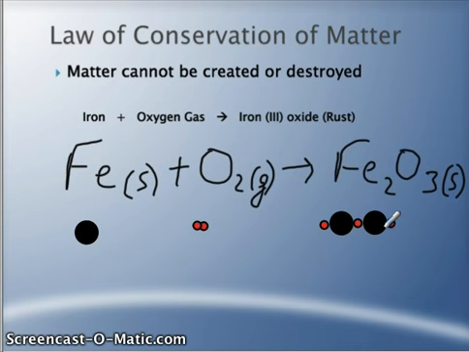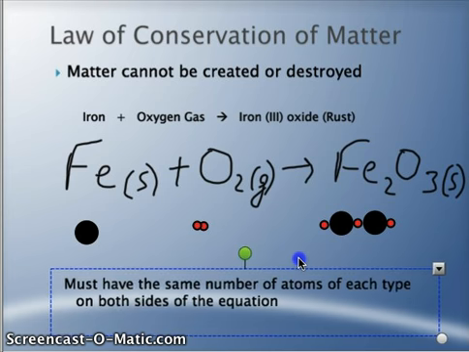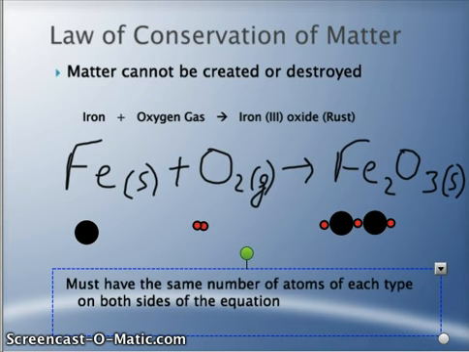Now if you look carefully, what we have is one atom of iron on the left side, but we have 2 atoms of iron on the right side. Here I have 2 atoms of oxygen and I have 3 atoms of oxygen. Now we can't do that if we're talking about matter cannot be created or destroyed. So what we can really say is that you must have the same number of atoms of each type on both sides of the equation. Otherwise, the equation is not balanced. Otherwise, you are not following the law of conservation of matter. So let's see what we can do to make that equation be balanced.